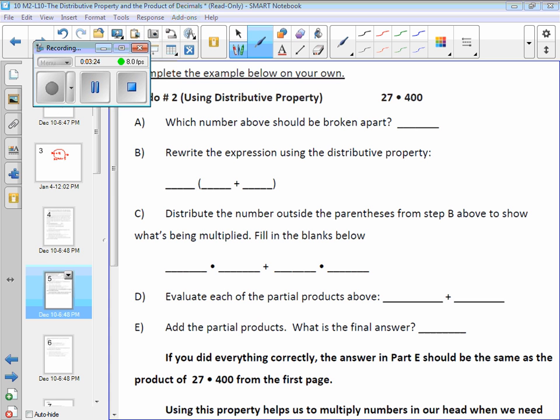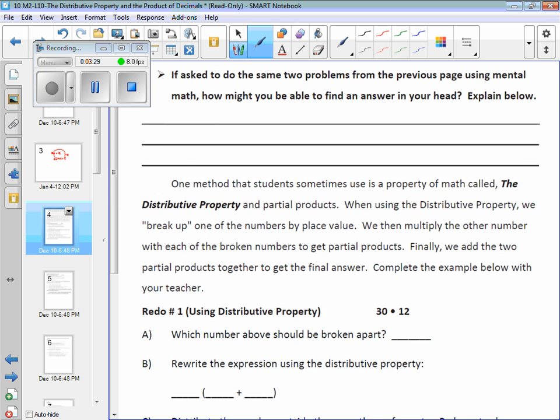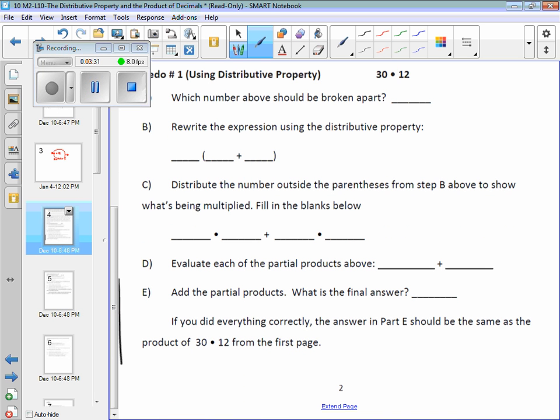Okay, so I have 27 times 400. Actually, go to this page. Sorry. 30 times 12? Okay, good. You take the number that does not end in a 0. That's the number you're going to break up. So out of 30 and 12, which number are we going to break up? Well, write 12 here. That's the number you always want to break apart. Because we want to keep anything that ends in a 0, keep that intact. 0 is our friend. We like things with zeros.